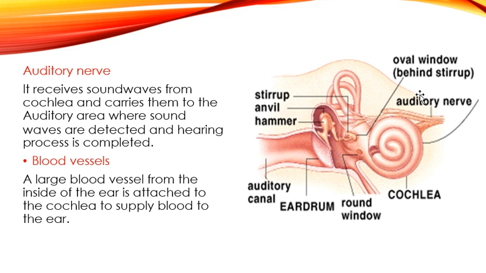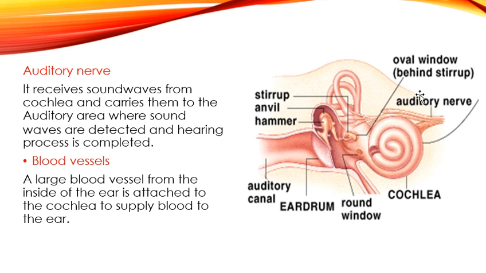Blood vessels: a large blood vessel from the inside of the ear is attached to the cochlea to supply blood to the ear. This large blood vessel, as it extends, is subdivided into countless small vessels so that blood is supplied to the whole ear. So this was the structure of the ear.